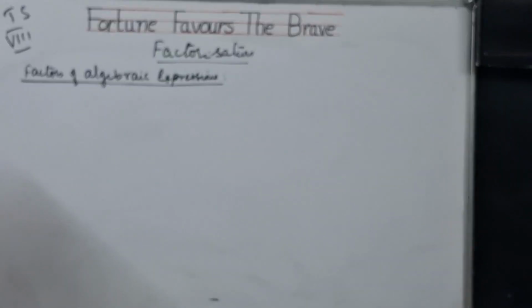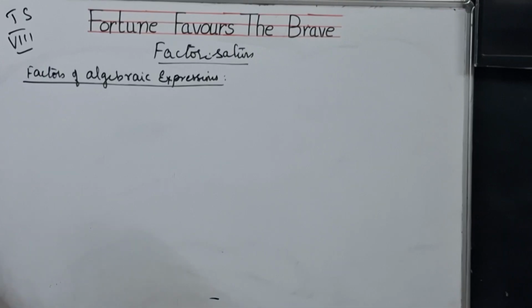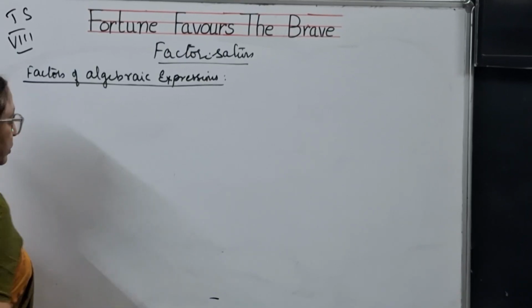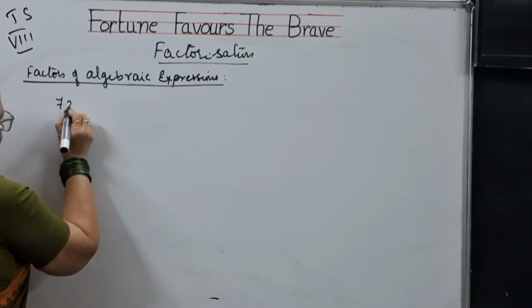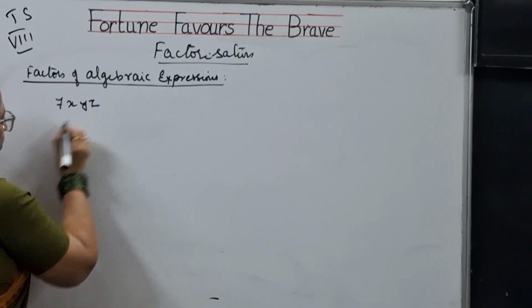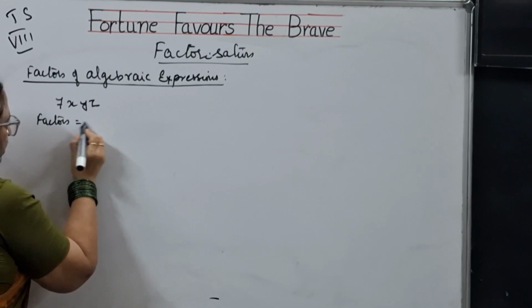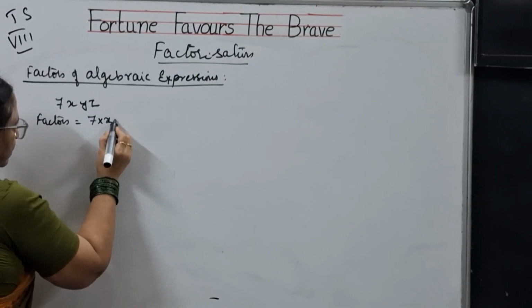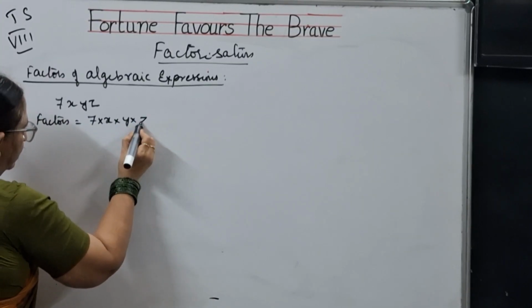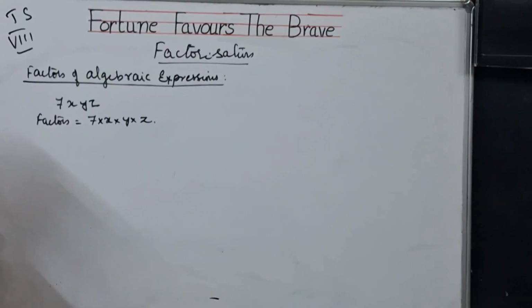Now let us talk about factors of algebraic expressions. Just like how we have done factors of numbers, we are going to talk about factors of algebraic expressions. So let us talk about 7xyz. What are its factors? The factors are 7 into x into y into z. Separately we need to write.